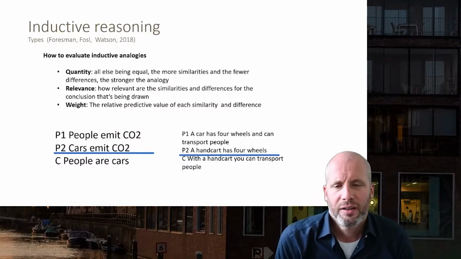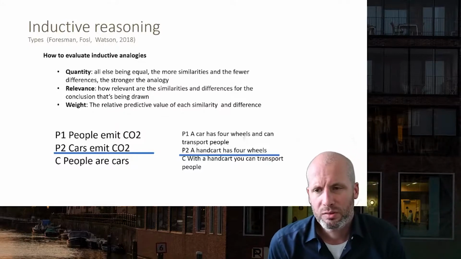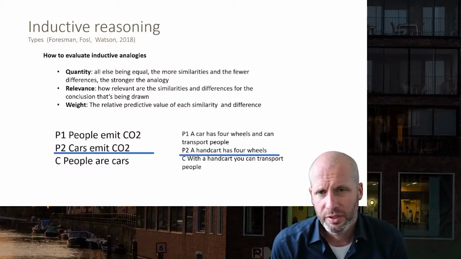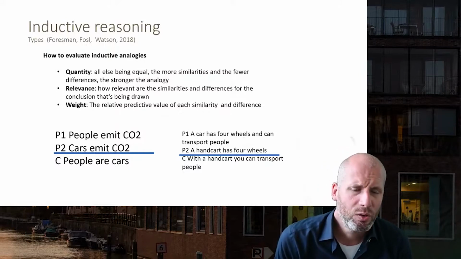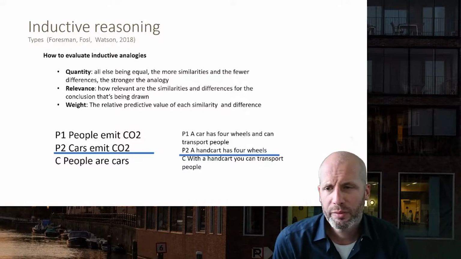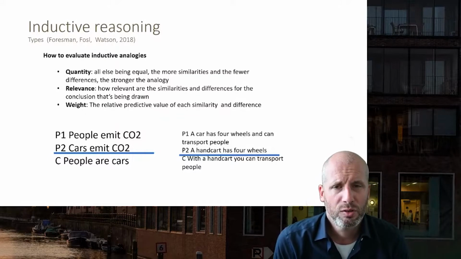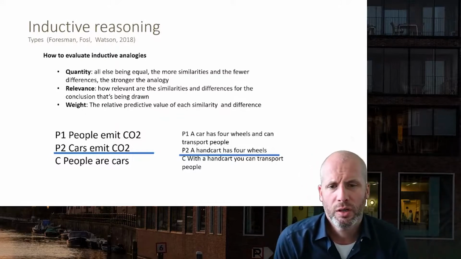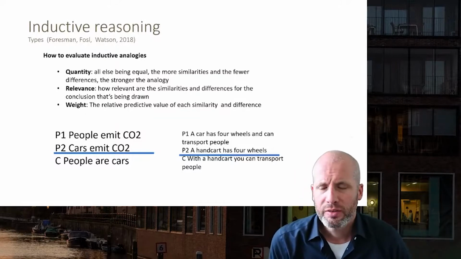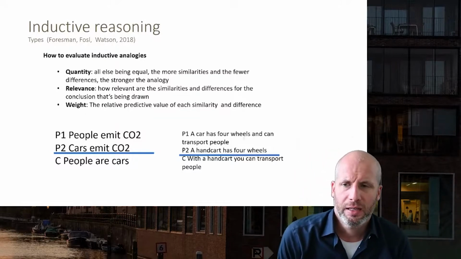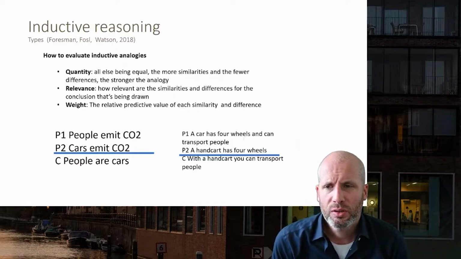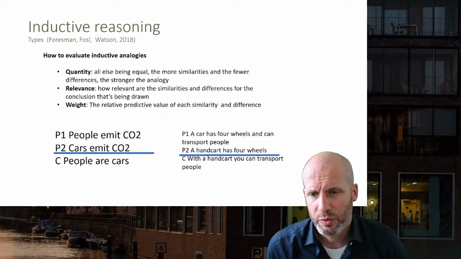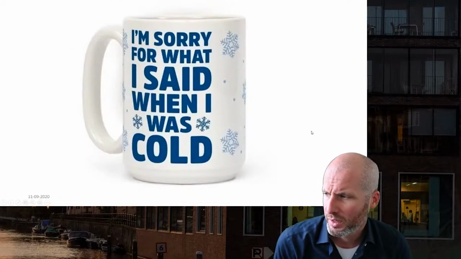But of course, you can't assume that people are like cars or similar to cars because they share one characteristic, the emission of CO2. So you can't also assume that if we're going to ban cars, you're also banning breathing by human beings, right? So again, you should wonder, using the quantity, relevance, and weight characteristics, how strong of a comparison is this? So how strong of an analogy is this? Or am I dealing with a weak analogy? Which is one of the fallacies we're going to talk about next week.